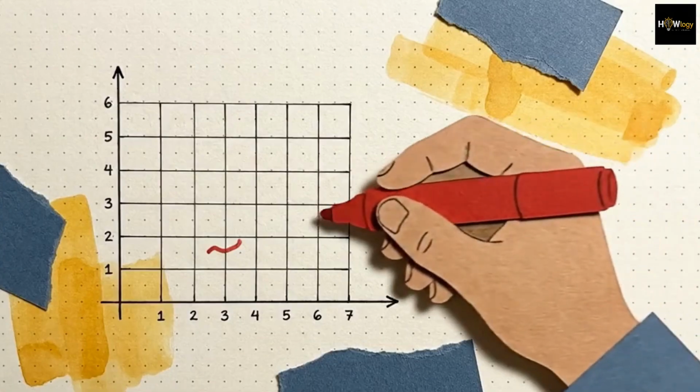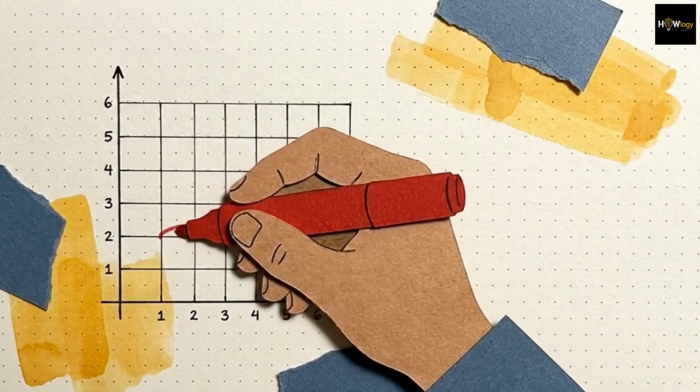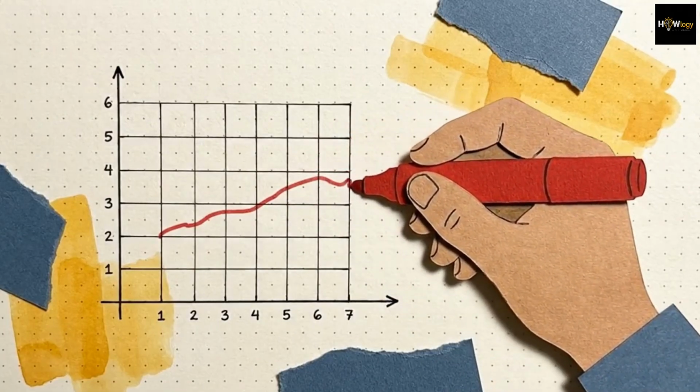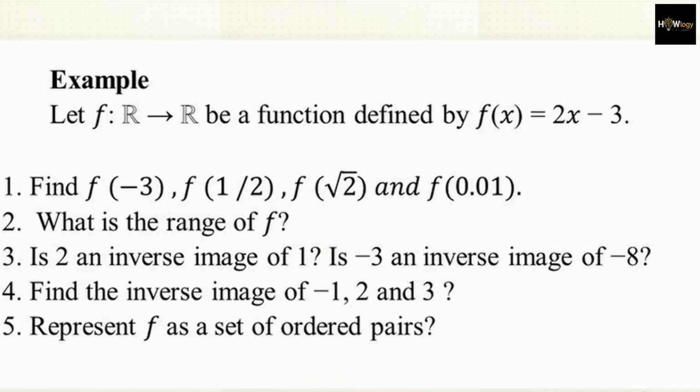Because the rules of a function are perfectly reliable, we can use them to work backward from an output to discover its exact origin. This is how we find the inverse image. Let's walk through that reverse process. Look at question 3. If we know the final output is 1, we add 3, divide by 2, and deduce the original input was 2.